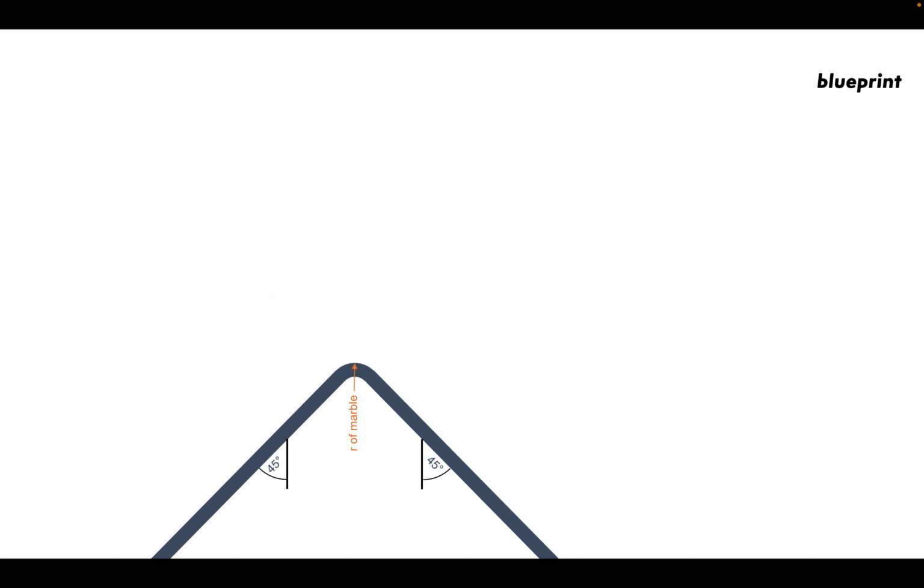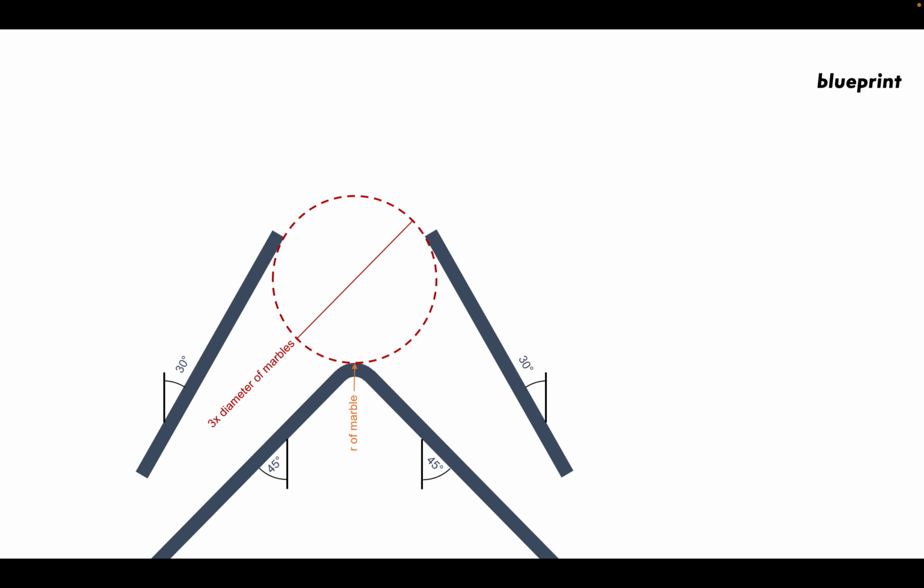To build this distributor, we start with the bottom of the Y, which is a quarter circle with the same radius as the marbles. The floor of the funnels then extend from this quarter circle with an angle of 45 degrees. Atop the quarter circle, we draw a circle whose diameter is 3 times that of the marbles. The ceiling of the funnels must now be placed tangentially to that circle, with an angle of 30 degrees, relative to the vertical axis.